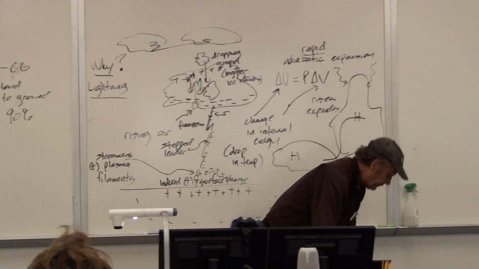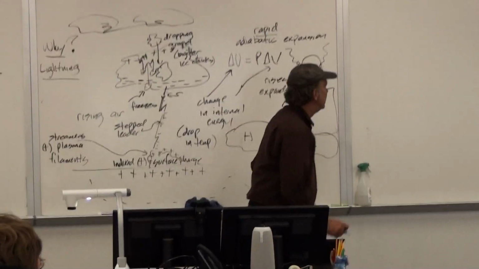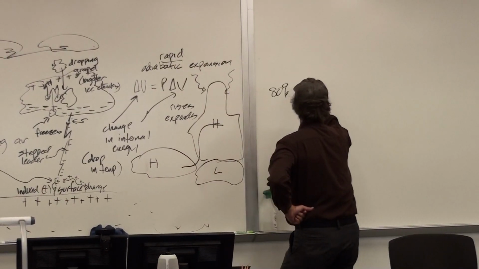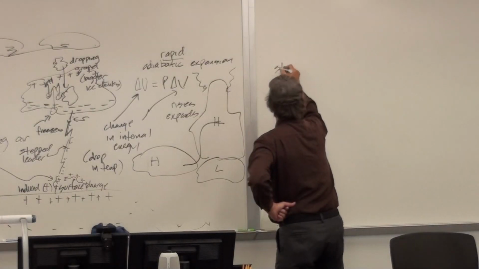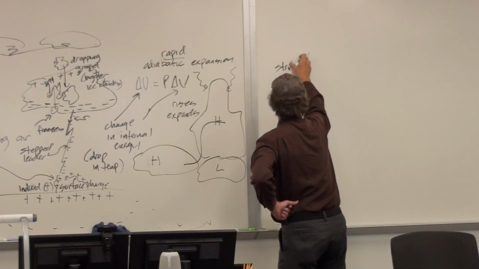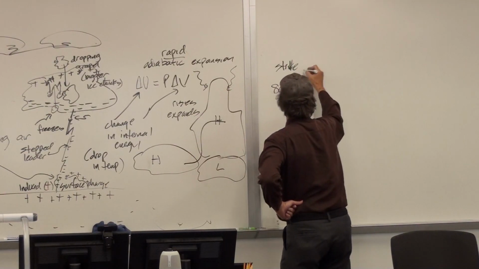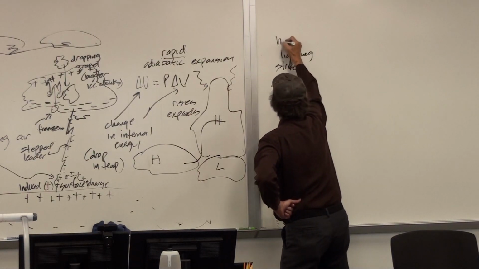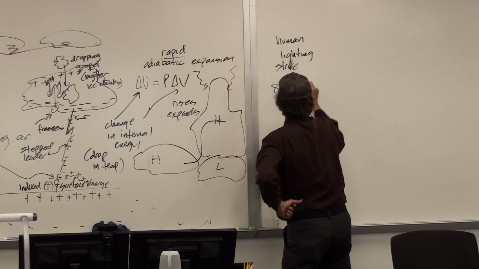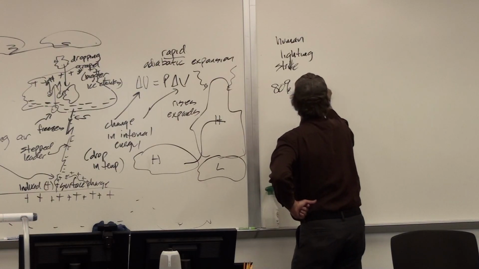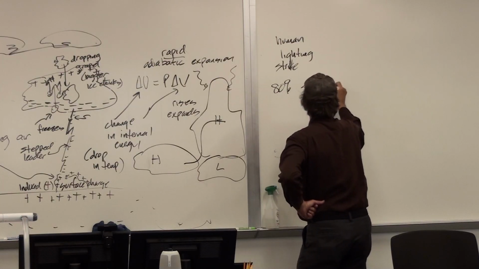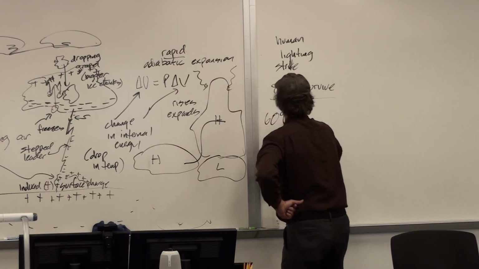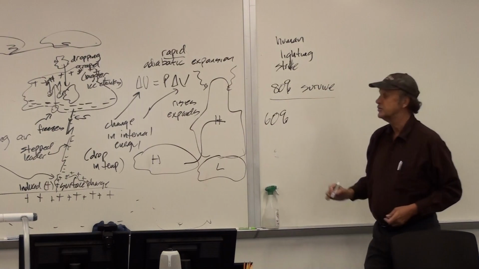In terms of human injuries, something like 80% of people that are struck by lightning amazingly survive. 80%. That's 60% of the survivors have permanent injuries.